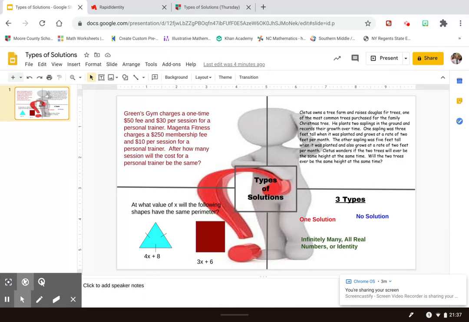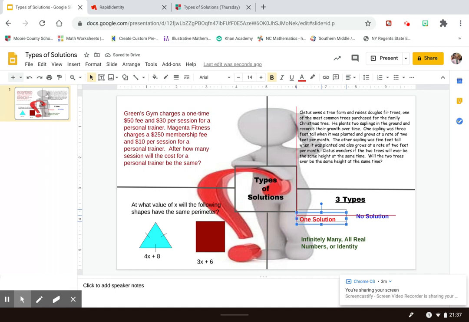be the same. This is the type of equation that you have been working with so far, and this is what we call a one solution equation because it only has one answer, x equals 10. That is the only value for x that will make this a true statement and a true equation. Okay? So let's look at the next one.